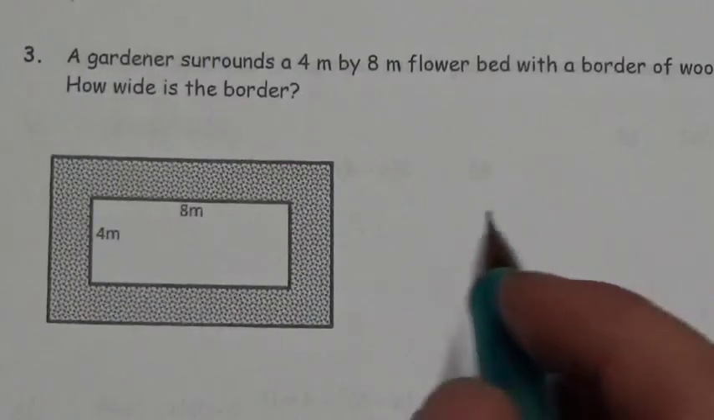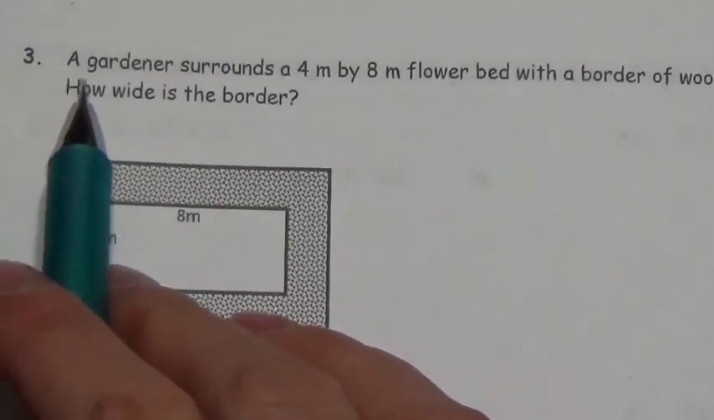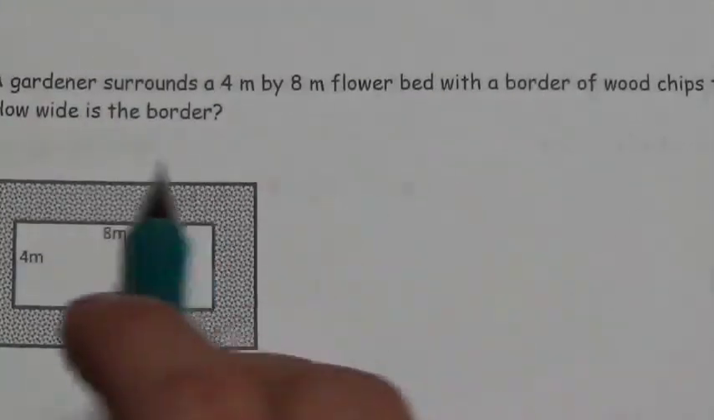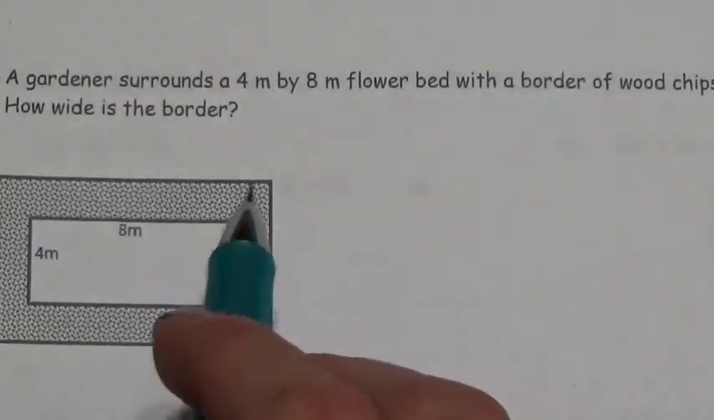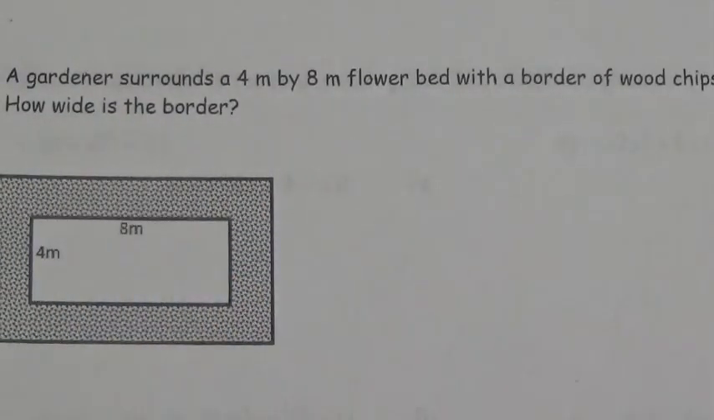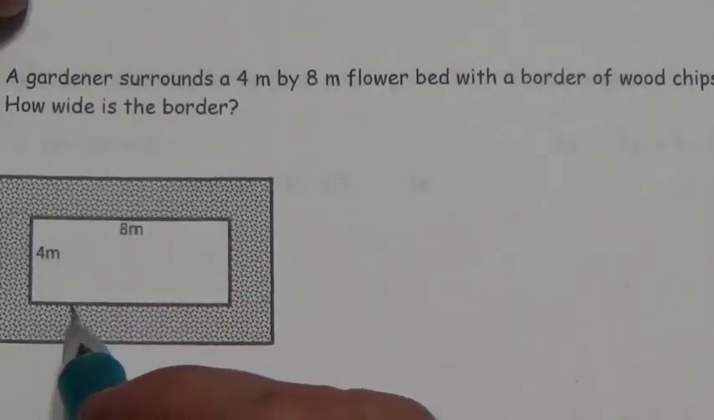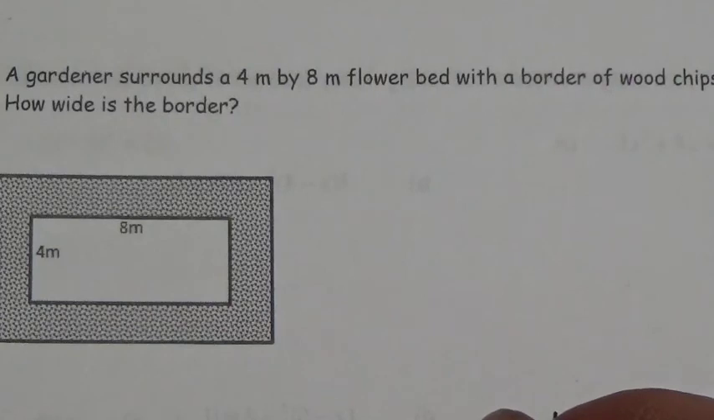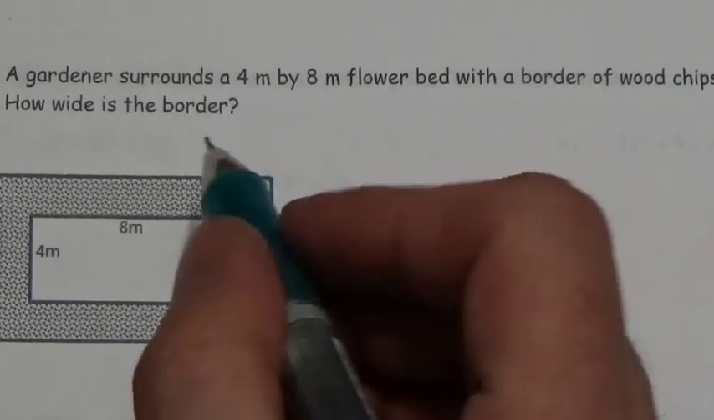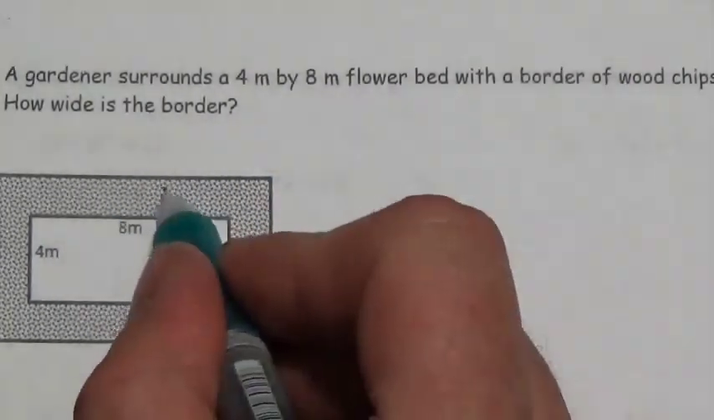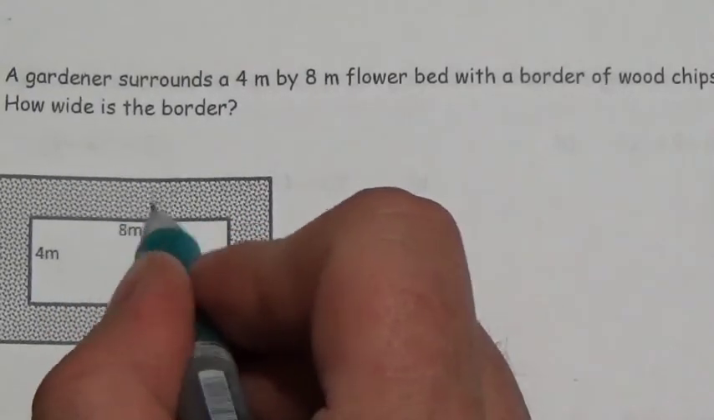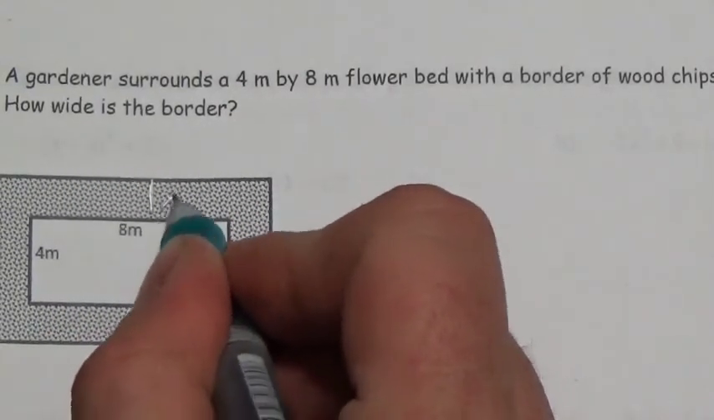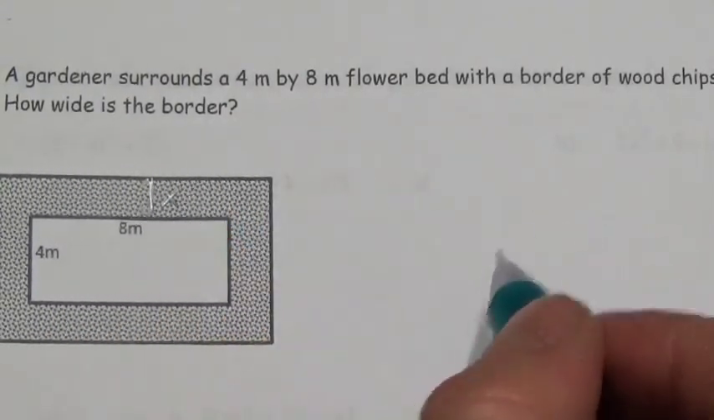All right, now the last question we're going to do says a gardener surrounds a 4 by 8 meter flower bed. So here we go, 4 meters by 8 meters, with a border of wood chips, and then the area of the wood chips is 28 meters squared. We're supposed to figure out how wide the border is. So that's going to be a constant all the way around. Let's just call that X. So that width right there is going to end up being X.